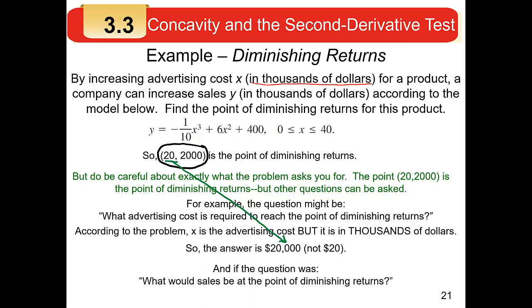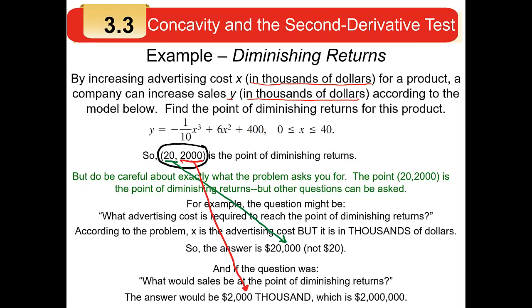So do be careful about not only exactly what they're asking for, but make sure you've got your units right. Similarly, they might ask, what would the sales be at the point of diminishing returns? Remember, the sales are the Y, and they're also measured in thousands. So the answer is not 2,000, it's 2,000,000, which is 2 million. In other words, add 3 more zeros. So just be careful when you're doing these problems to, first of all, know exactly what question you're answering, and also if there's a units issue, make sure you deal with that as well.